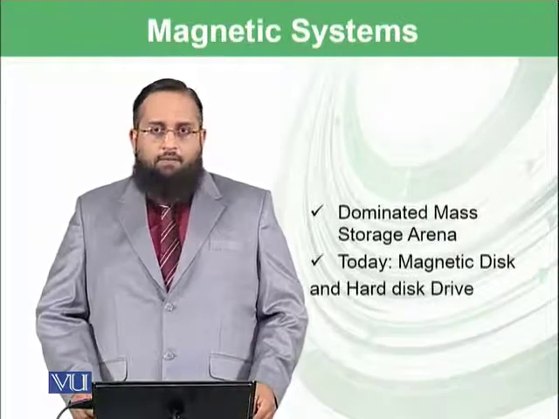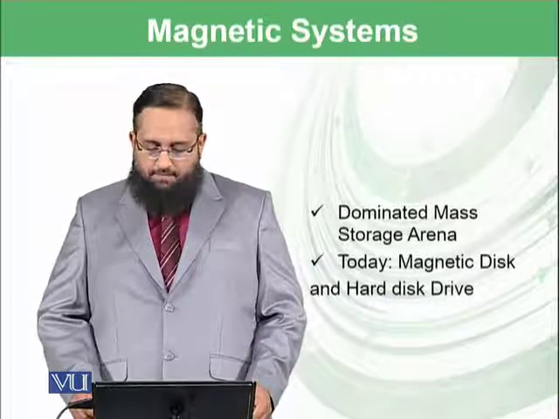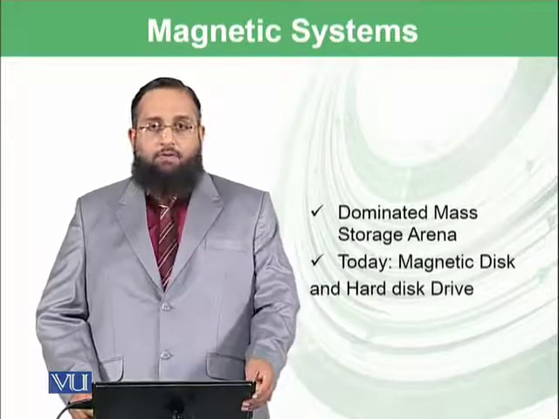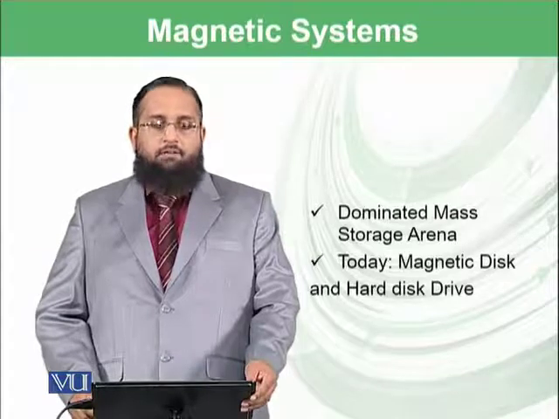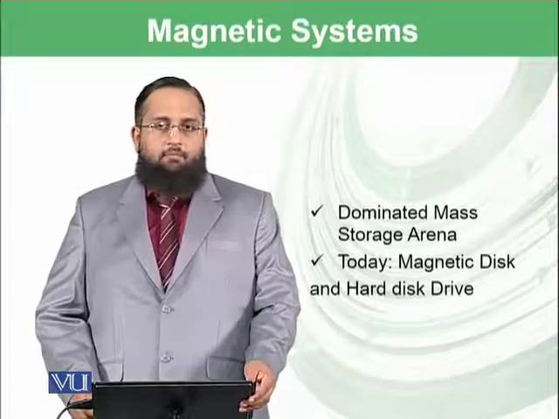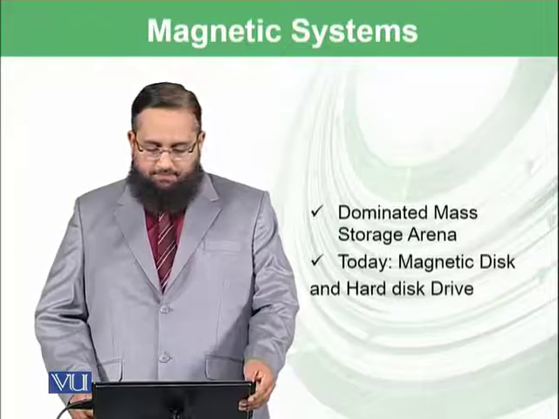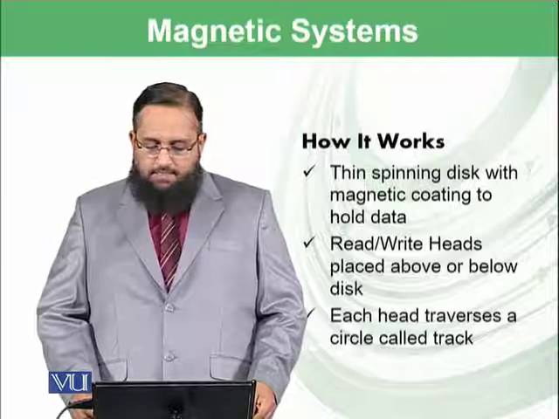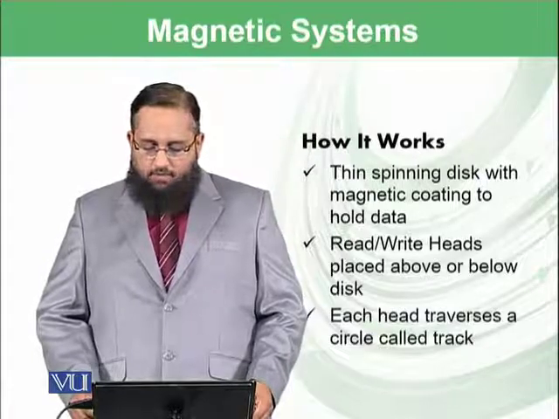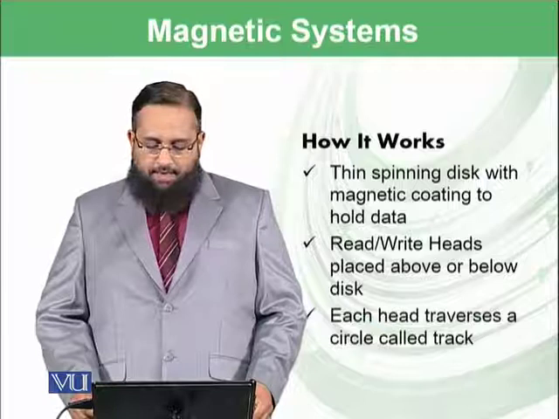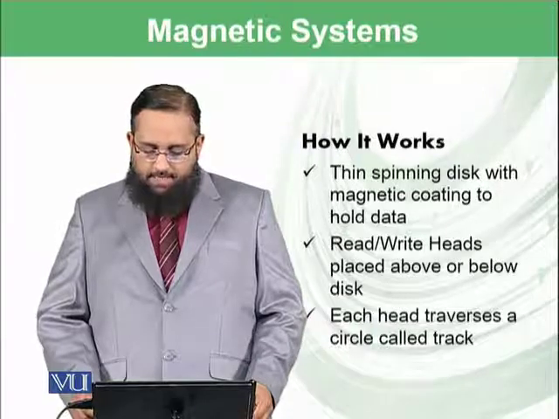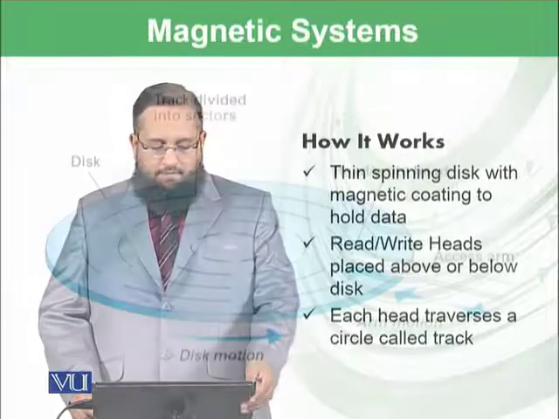And this remained the dominant mass storage arena, and today magnetic disks and hard disk drives are used. You must have heard about hard disk. That is a form of magnetic system. How does it work? In fact there is a thin spinning disk with magnetic coating to hold data, and there is a read-write head placed above or below the disk. I will show you in the next slide, and each head traverses a circle called track.